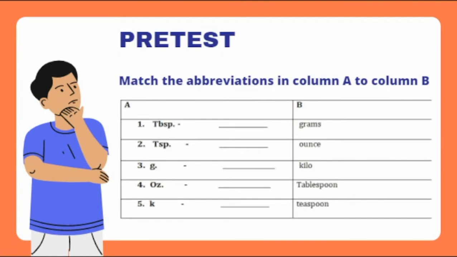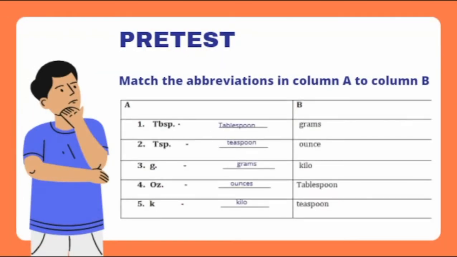Let's have a pre-test. Match the abbreviations in column A to column B. Letter A, number 1, TBSB. Number 2, TSB. Number 3, G. Number 4, OZ. And number 5, K. I'll give you 5 numbers to finish. 1, 2, 3, 4, and 5.